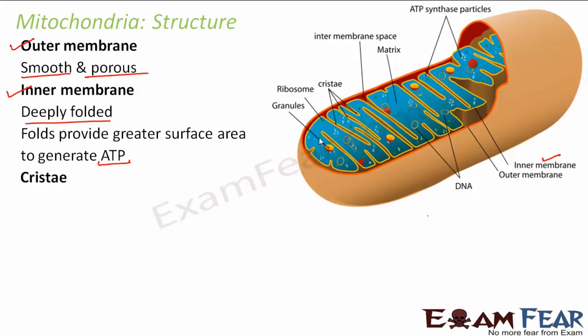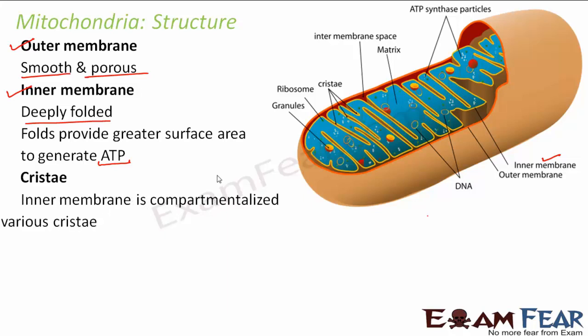Now, after the inner membrane, it has cristae. What are these cristae? The inner membrane is compartmentalized into various cristae. If you look here, these are the cristae. See, this is the inner membrane. The inner membrane forms compartments like this. You can see this is one compartment, this is another compartment, this is another compartment. These compartments are known as cristae because the inner membrane has deep folds. Therefore, these spaces between the inner membrane folds are known as the cristae, right?